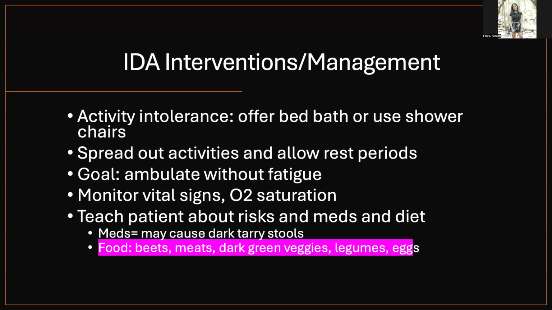And lastly, you want to teach patients about the risks associated with medications and how to improve their diet. So, with medications, it may cause dark, tarry stools, and then foods that you need to educate your patient on is going to be beets, meats, dark green veggies, legumes, and eggs.